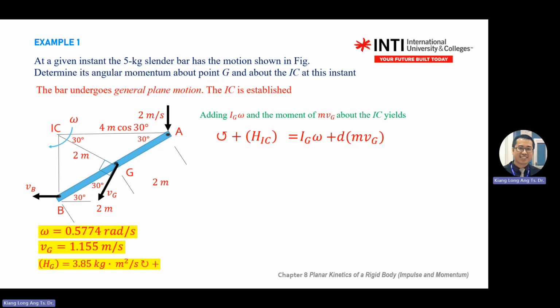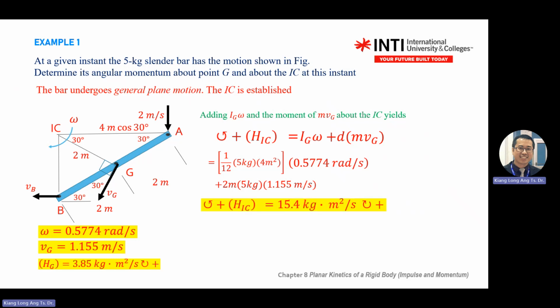Or you can memorize the full one here. You put in I omega, which is what you already calculated just now, plus mvd. Mvd is this one, mvG plus the distance here. So at IC it is 15 point something kilogram meter square per second. At the center of gravity, the angular momentum is 3 point something.